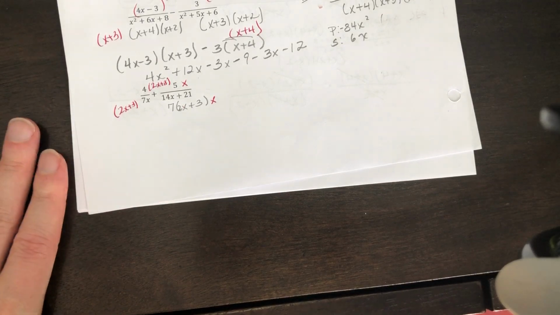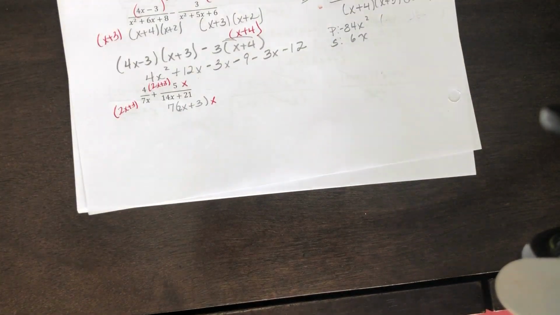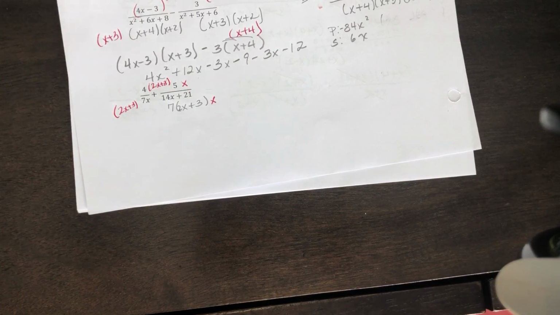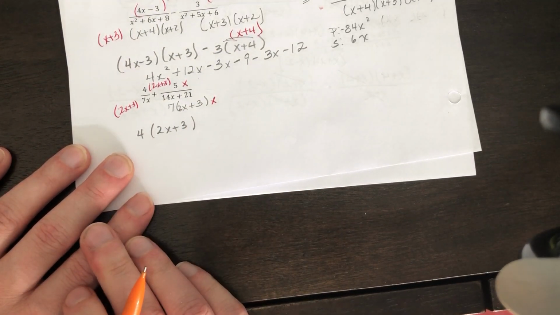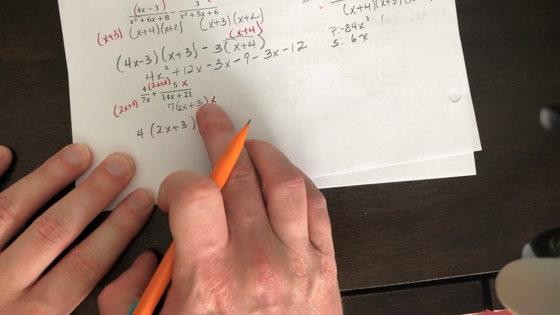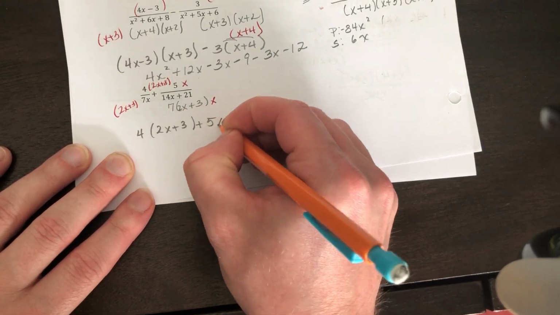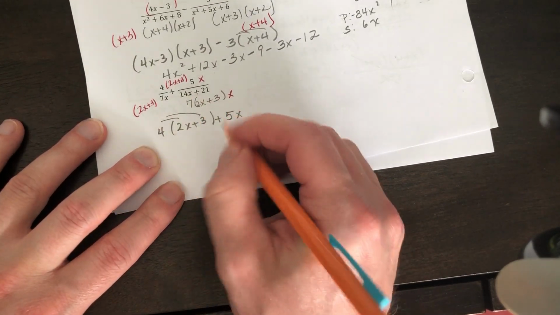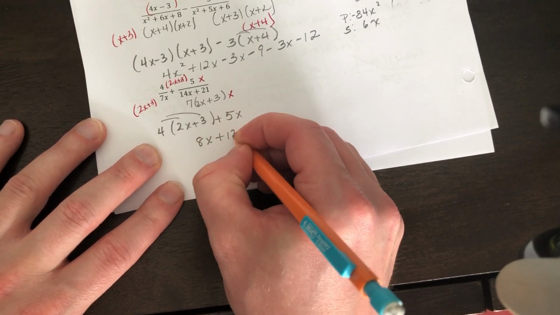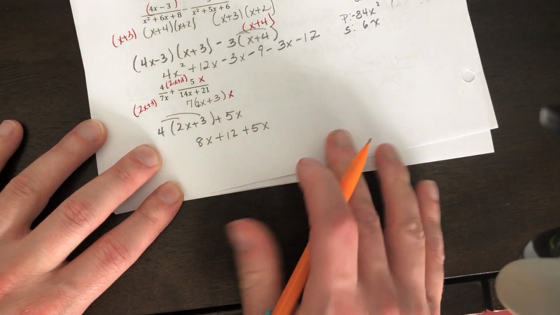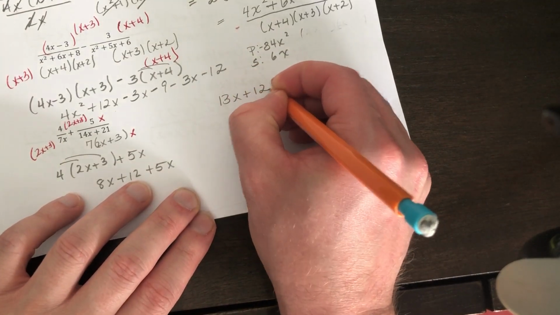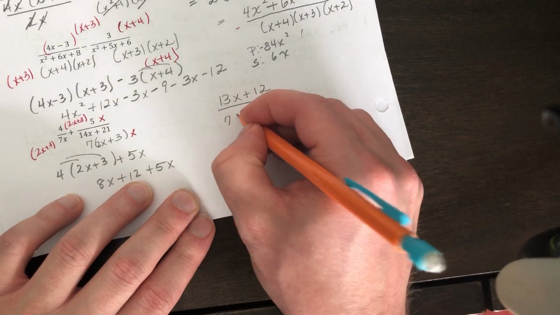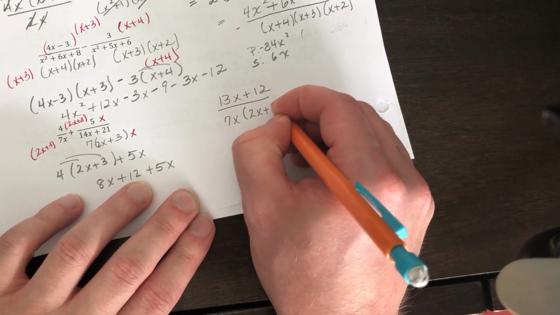Now, it's important to remember that you can't put in addition and subtraction when you're doing common denominators. It always has to be multiplication. Okay, so we're going to get 4 times 2x plus 3. Okay, and this one's missing an x, so plus 5x. We're going to distribute this out. So we get 8x plus 12 plus 5x. So we get 13x plus 12 all over a common denominator of 7x times 2x plus 3.